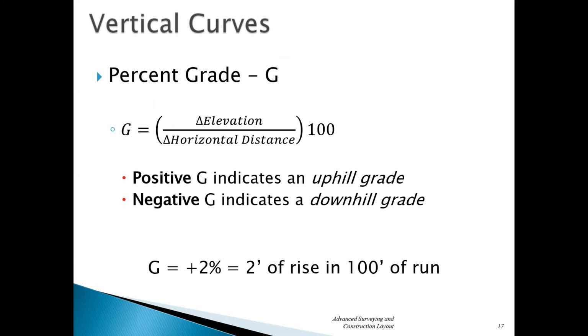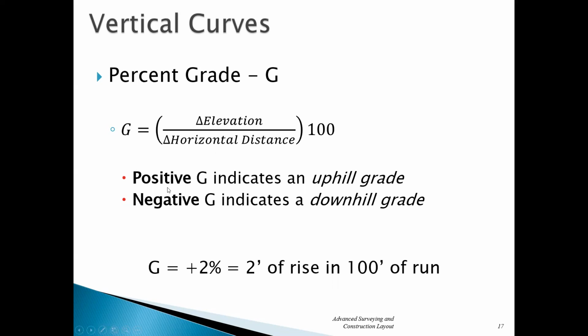So percent grade G is defined as your change in elevation, delta elevation, that's usually in feet, could be in meters, divided by your change in horizontal distance. And then you multiply that by 100. Okay, so if you leave it in feet per foot, it's not in a percent grade. So to express it in percent grade, we're going to multiply it by 100.